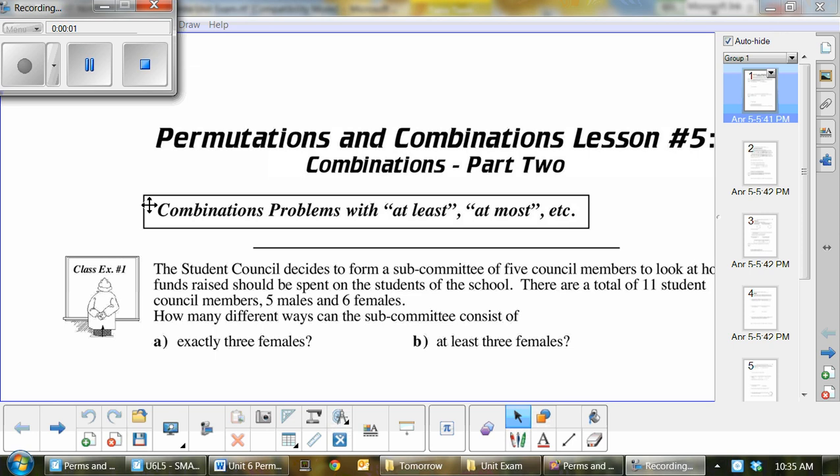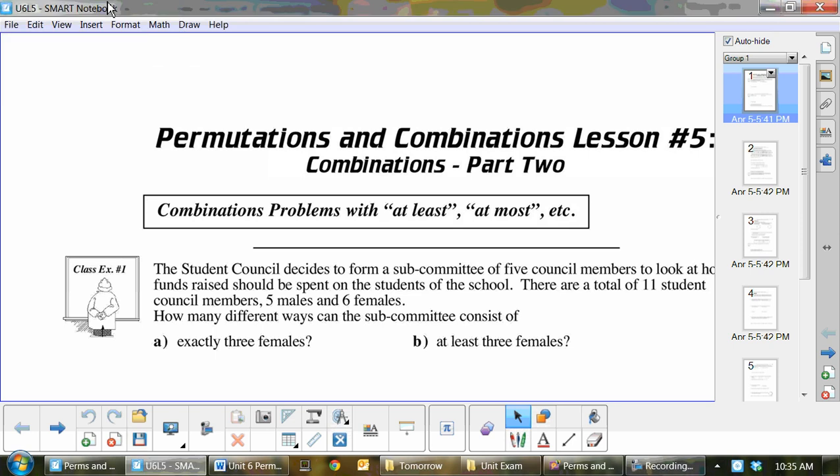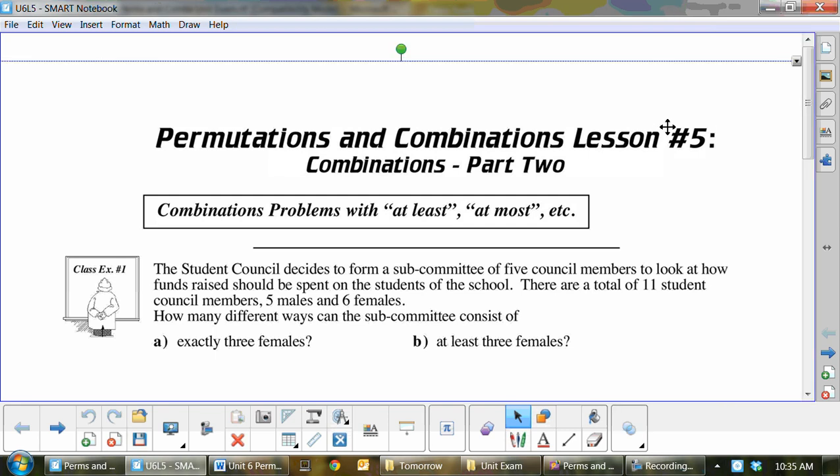We'll be doing some more specific types. I'm hoping what I would see on your study sheet is that when it says this is what you should do, but if it's saying at least, then do it this way. If it's saying exactly, then do it this way. When it's saying at most, do it this way. When two vowels have to be together, do it this way. When two things cannot be together, do it this way.